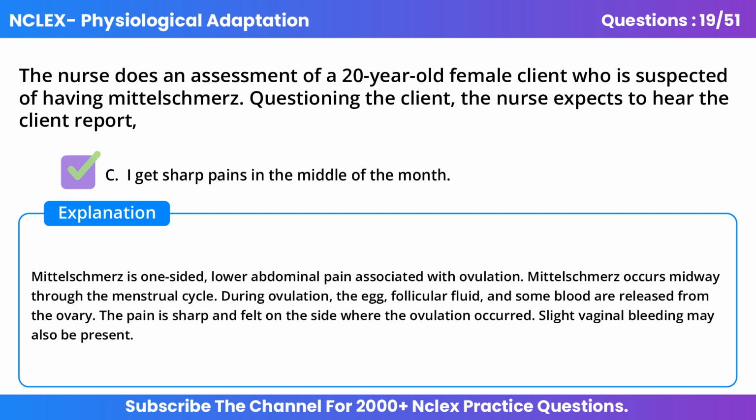Mittelschmerz occurs midway through the menstrual cycle. During ovulation, the egg, follicular fluid, and some blood are released from the ovary. The pain is sharp and felt on the side where the ovulation occurred. Slight vaginal bleeding may also be present.